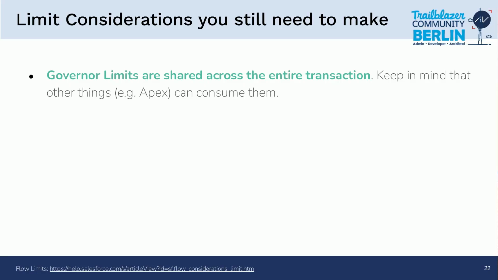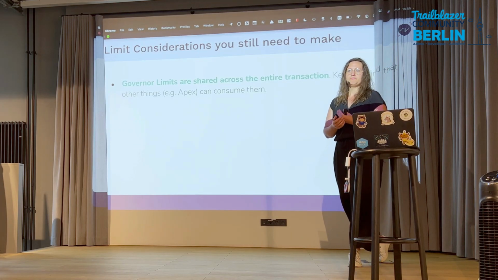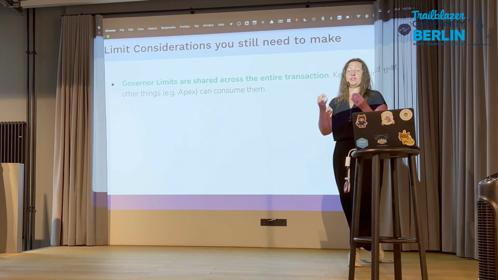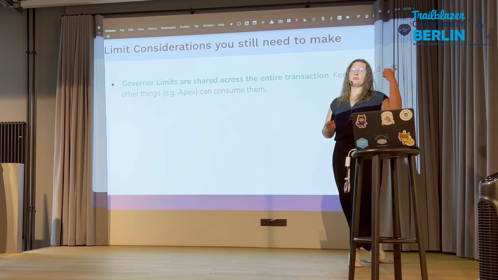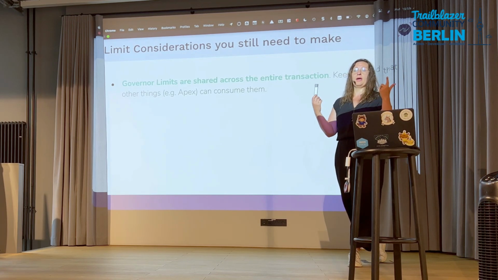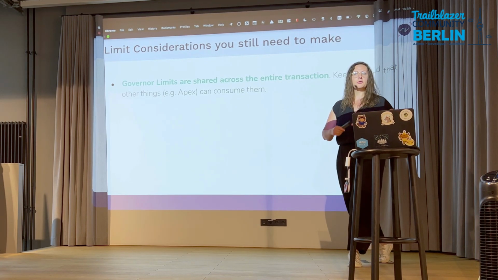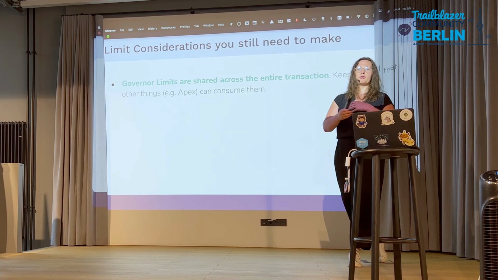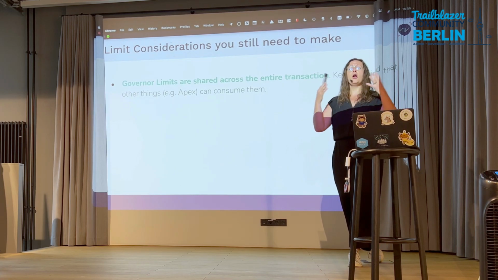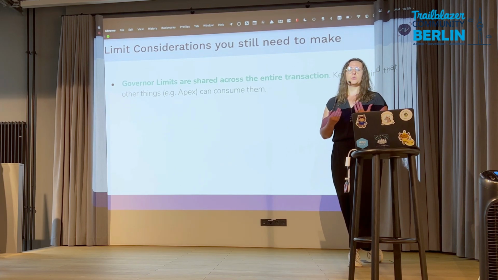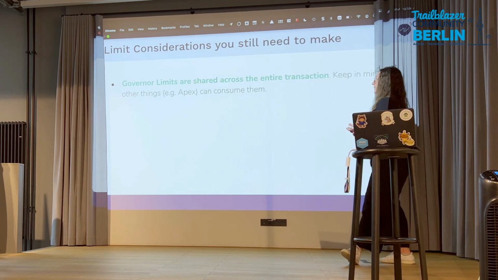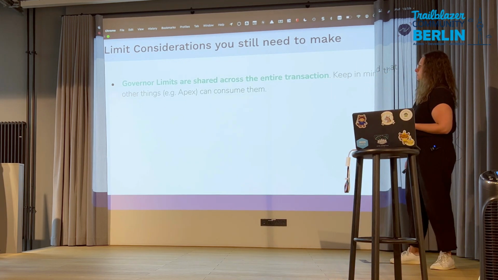Governor limits are shared across the entire transaction. So even if your flow doesn't consume, let's say, 150 DML statements, you could have triggers running, maybe a workflow running, maybe you've got a process running, maybe you've got multiple flows running. They all share those limits, right? So that's something that you need to consider.